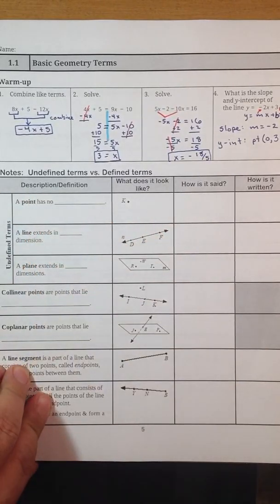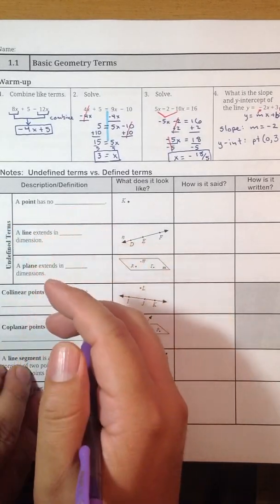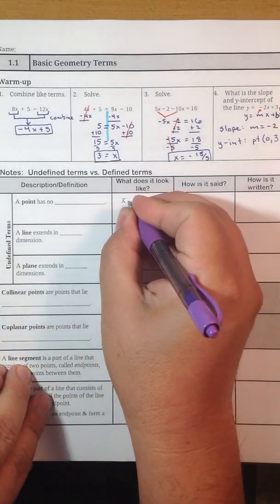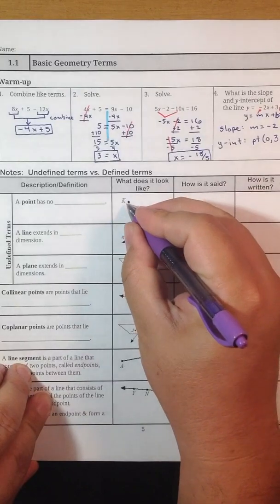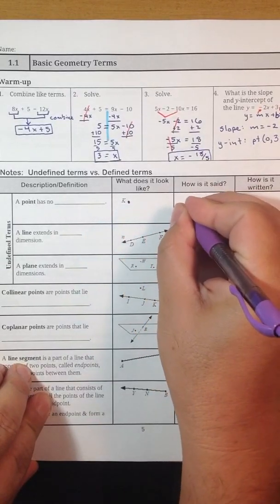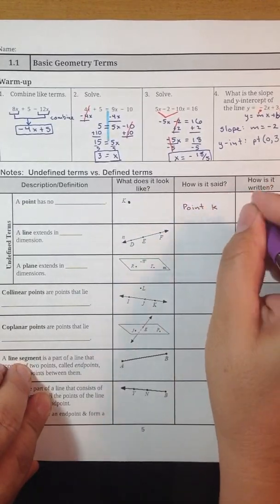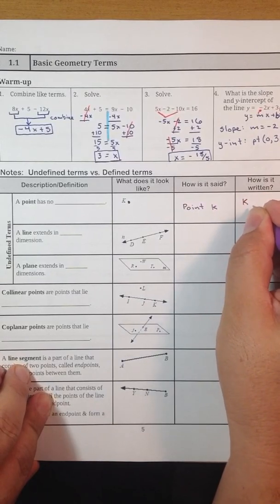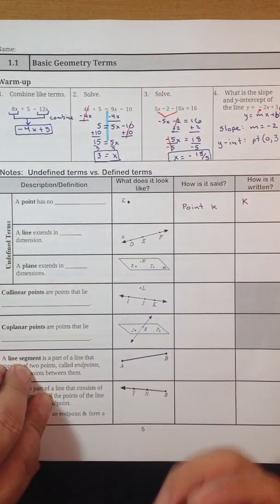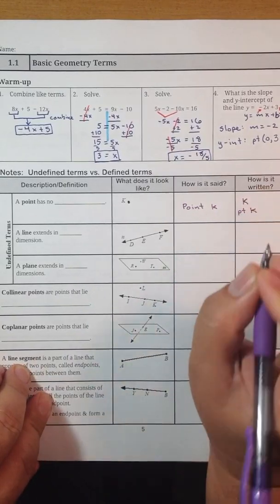So it says undefined terms versus defined terms. The first fill in the blank says a point has no, well, remember, a point is literally physically just a dot. I mean, look at this one right here, right? If we see this in a geometry class, we would just say, hey, that's point K. How it's written, it's really just the letter K. If you see a capital letter in geometry, it just means they must be talking about a single point. We also tend to write PT for short, point K.